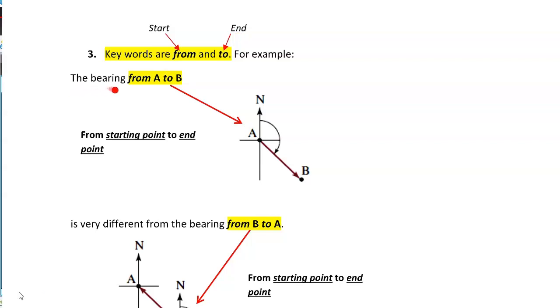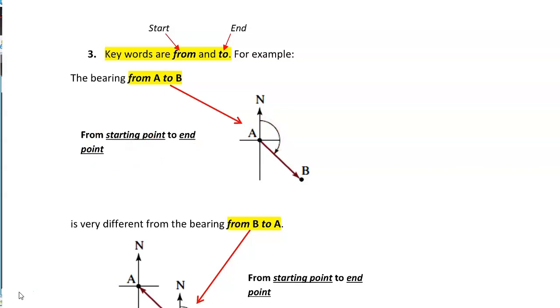So here, I'm talking about the bearing from A to B. So you can see here I've got point A, a little north there, and I'm going to B. I'm starting at A and then ending up at B. So from A to B. So you can see I've measured that bearing from north down to B. So it's from starting point to end point.